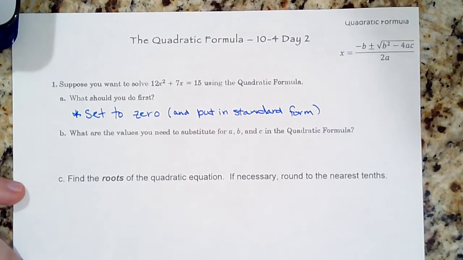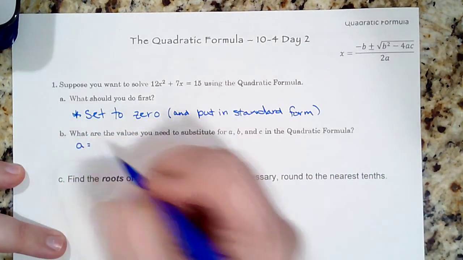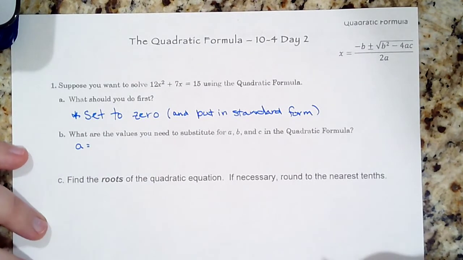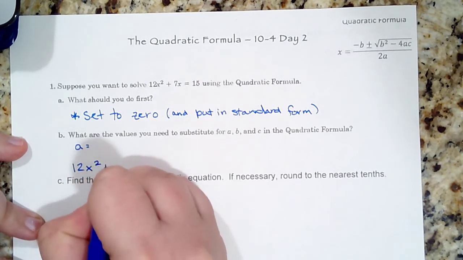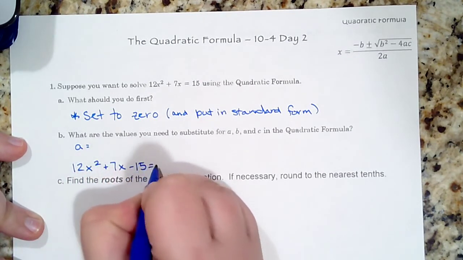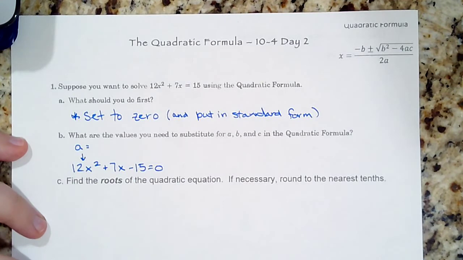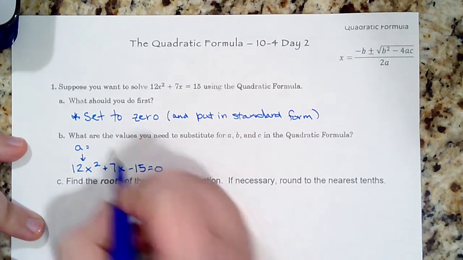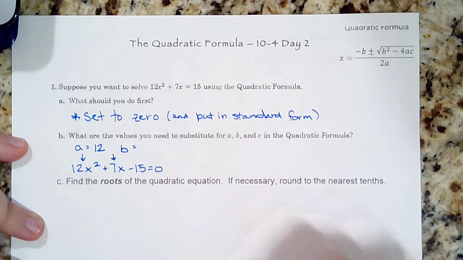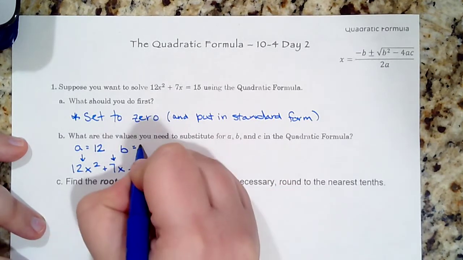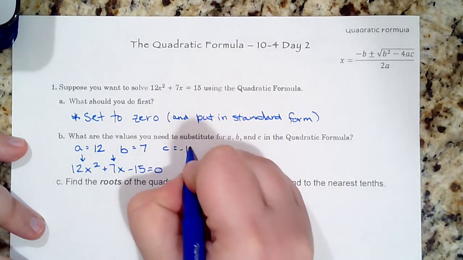in order for the quadratic formula to work. So what are the values you need to substitute for a, b, and c in the quadratic formula? Just like I had you doing yesterday, I want you to identify what each of those values are. I'm going to rewrite it down here just so we can look at it a little closer: 12x squared plus 7x minus 15 equals 0. A in this case, remember a is always the first because it comes before the quadratic term. A is 12. B comes behind the quadratic term. It's the linear coefficient. And then, of course, the constant comes in last here, negative 15.